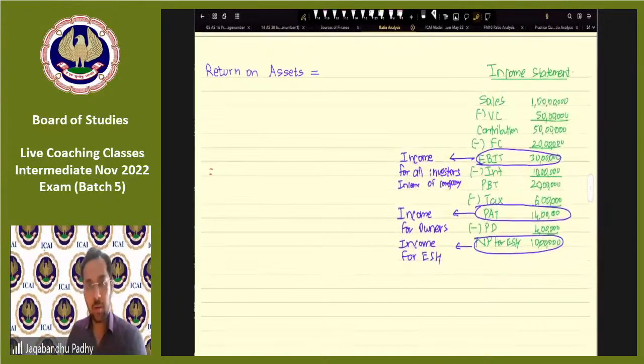See, in the last class, we were discussing this income statement. And we said that the money flows from sales and it all percolates up to the net profit for equity shareholders. And we said that EBIT was the income for all investors. Profit after tax is the income for the owners. And net profit for equity shareholders is the income for the equity shareholders.